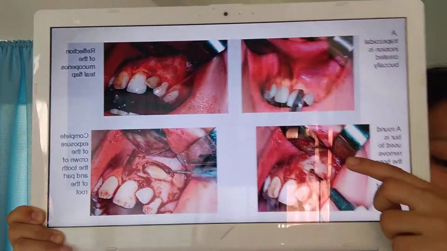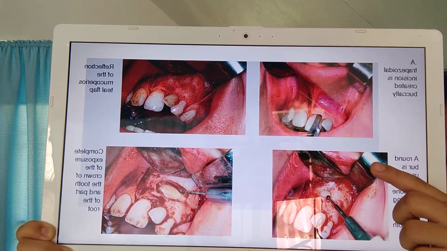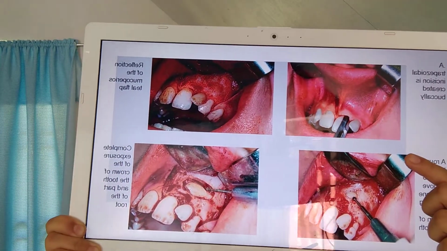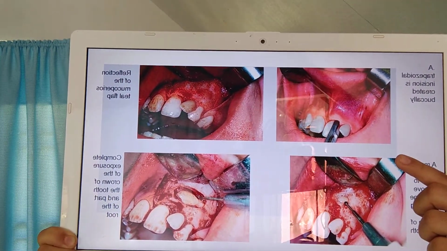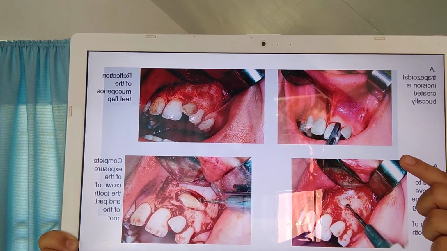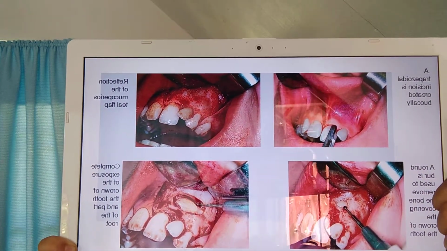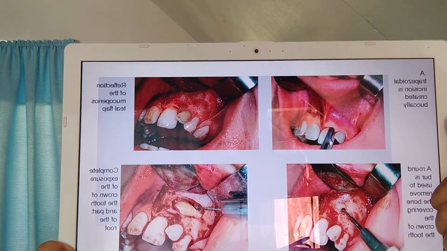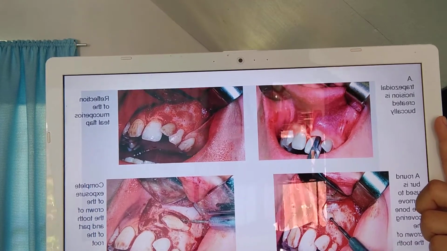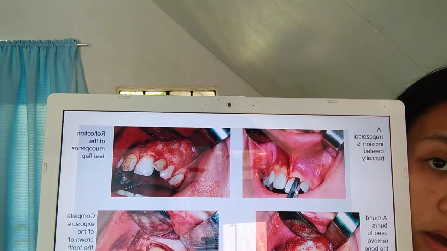On this picture here, we are using a round burr with a steady stream of saline solution until the entire crown of the tooth and part of the root are exposed. And on the fourth picture, we can see that a groove is then created at the cervical line using a fissure burr in order to separate the crown from the root. Separation is achieved using a straight elevator which is placed in the groove, and upon rotation, the instrument separates the tooth into 2 segments.